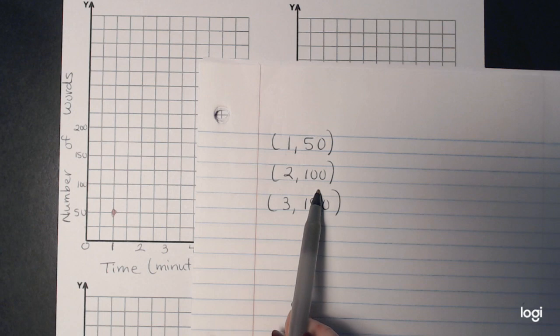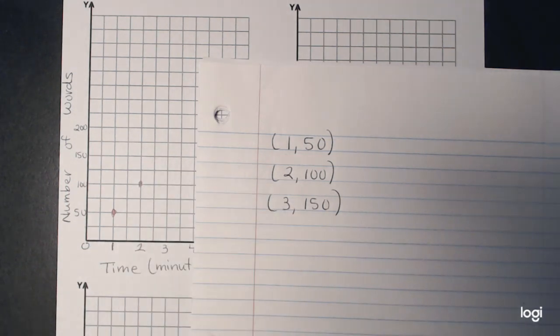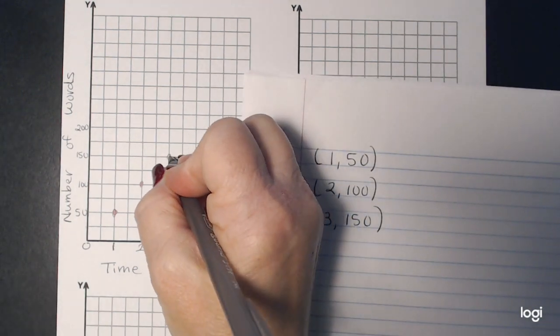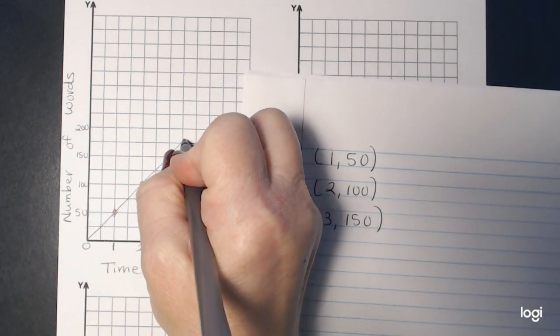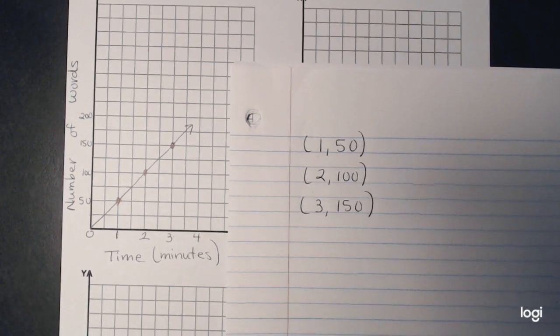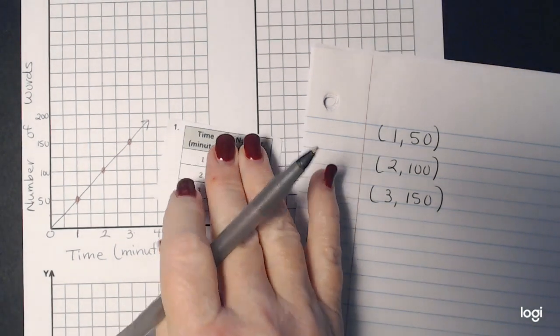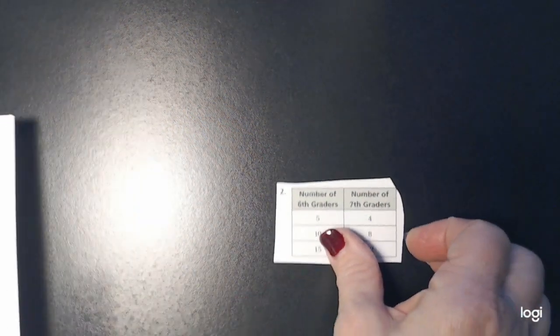This says over 2, up 100, over 2, up 100, put a dot. Over 3, up 150, over 3, up 150, put a dot. And then I can connect starting from the 0 and make my line. This is the graph that represents this ratio table. So once again, if you need to pause the video so that you can get all this written down, please do so now.